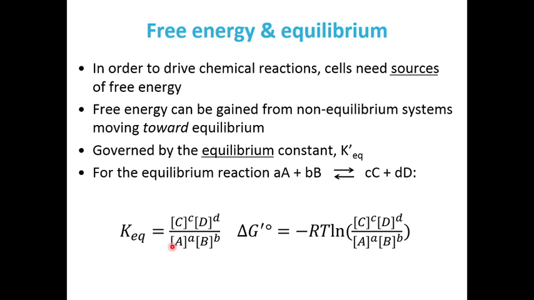K equilibrium is given by this equation, and the standard free energy change is given by minus RT ln of the product of the concentration of C to the power c times concentration of D to the power d, divided by concentration of A to the power a times concentration of B to the power b. The standard free energy change of a chemical reaction is thus simply an alternative mathematical way of expressing its equilibrium constant.